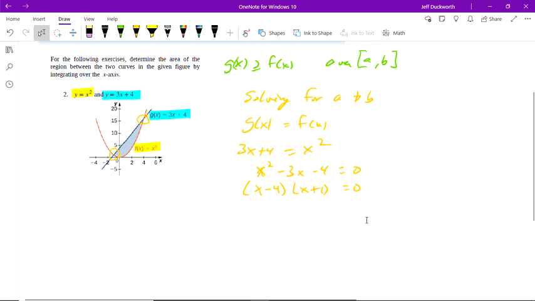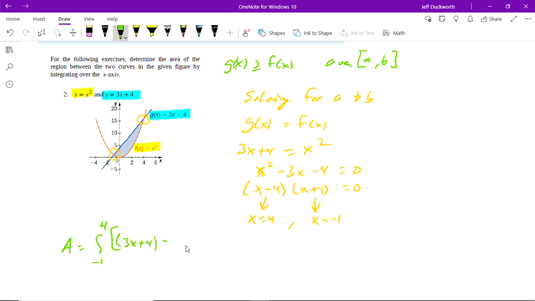This means that x equals 4 is the point on the right there, and this one is x equals -1. All right, so we're going to solve it over that interval. Our area goes from -1 to 4, and again, the top function is 3x plus 4, and we're then going to subtract the bottom function, which is x squared. And it's with respect to x, so we'll do dx.